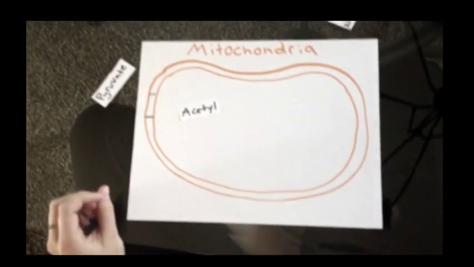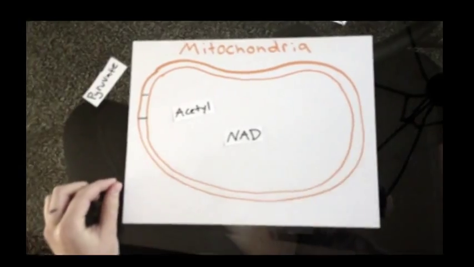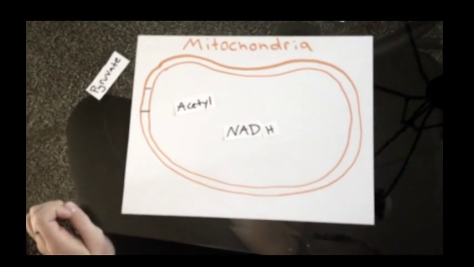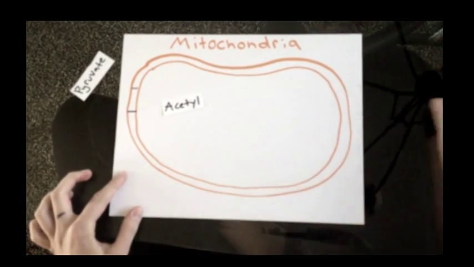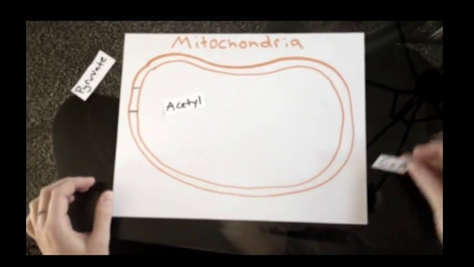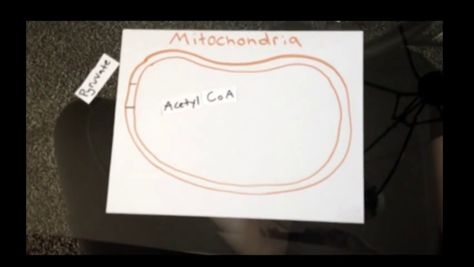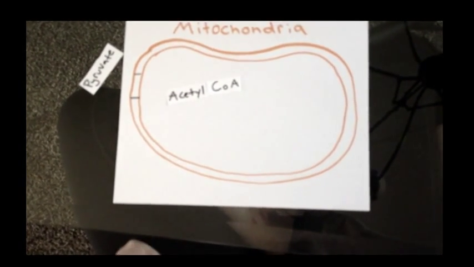Next, NAD is reduced to NADH, creating energy that goes on to the electron transport chain. Next, the coenzyme A comes along, connecting to the acetyl group, forming acetyl-CoA. This is an extremely unstable formation, but it eventually leads to the Krebs cycle.